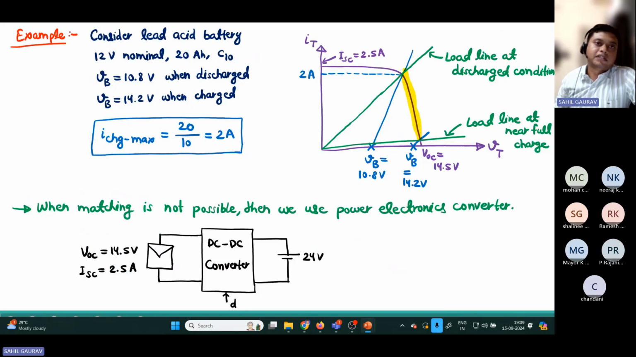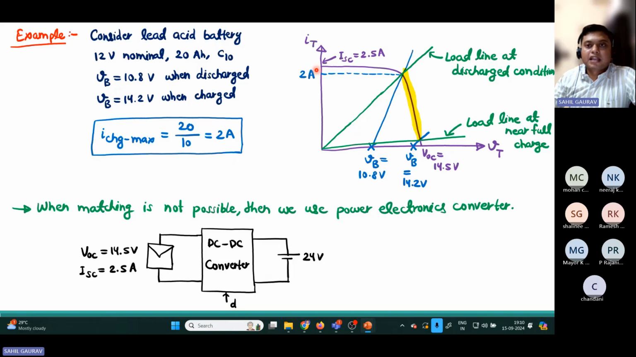We have considered a lead acid battery with 12 volt nominal voltage and 20 ampere hour rating, and C10 is the C rate for the battery. The battery voltage is 10.8 volt when discharged, and 14.2 volt when charged. So what will be the maximum charging current? You can find it from the ampere hour rating of the battery and the C rate. So the maximum charging current will be 20 upon 10, so it will be 2 ampere.